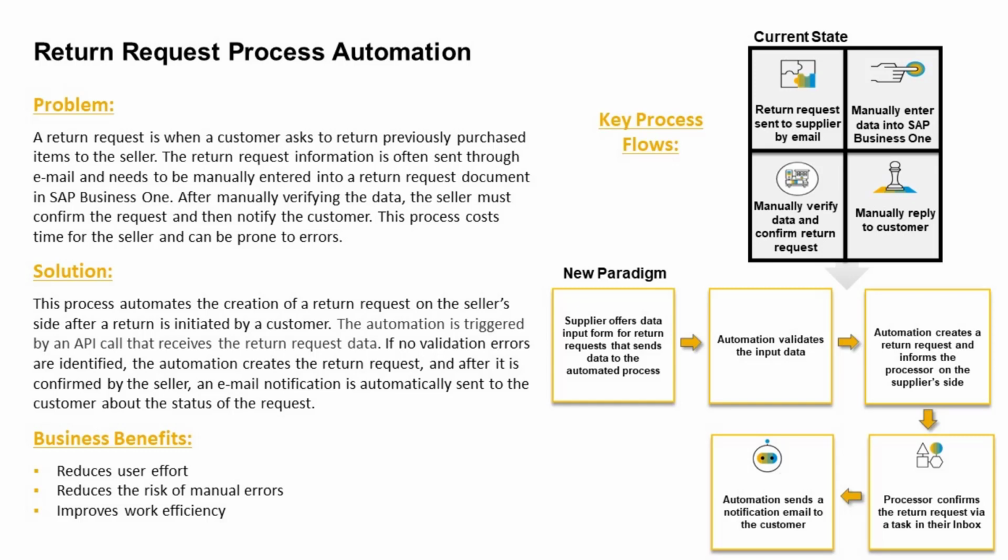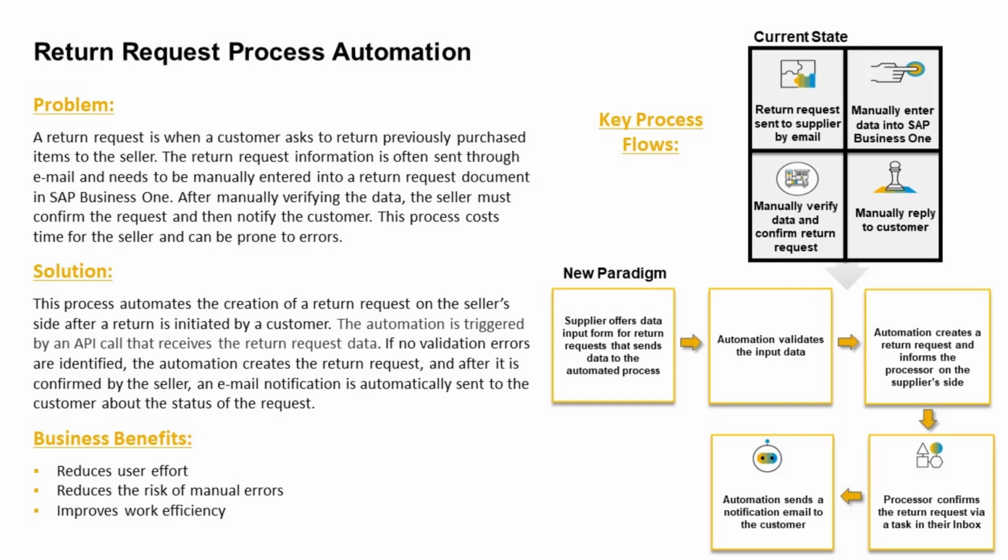The Return Request Process Automation automates the creation of a return request on the seller's side. The process is triggered using an API, which receives the return request data. The automation validates the incoming data and creates a return request. The processor on the seller's side just needs to confirm the return request via a task in their inbox. The automation will then send a notification email to the customer. This reduces manual effort and errors and improves overall work efficiency.